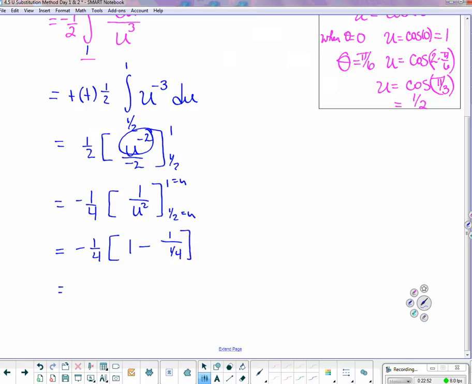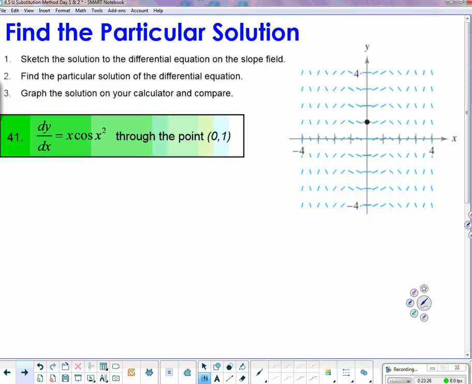That makes this -1/4 of 1 minus 4, right? Dividing by a fraction is like multiplying by its reciprocal. So I get -1/4 times -3 produces positive 3/4. Just take a lot of care, you guys, when you're doing these. You end up with negatives and negative exponents, things like that, that you just have to really watch for.